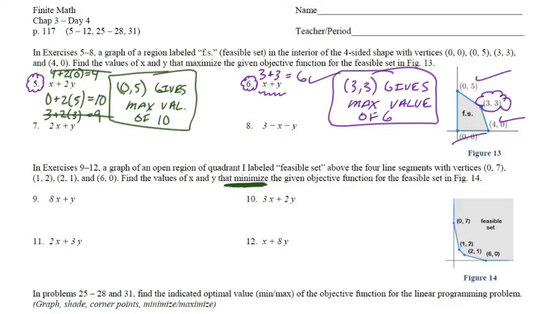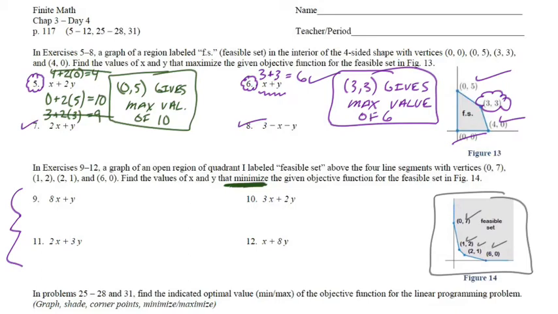So 7 and 9, I'll leave you to do. Figure out which point gives a maximum value there. And then for these exercises, 9, 10, 11, 12, notice it wants to minimize the function. So you take your feasible set here. You've got 1, 2, 3, 4 corner points, and it wants to know which ones will minimize the objective function. So these 4 down here are minimize questions.